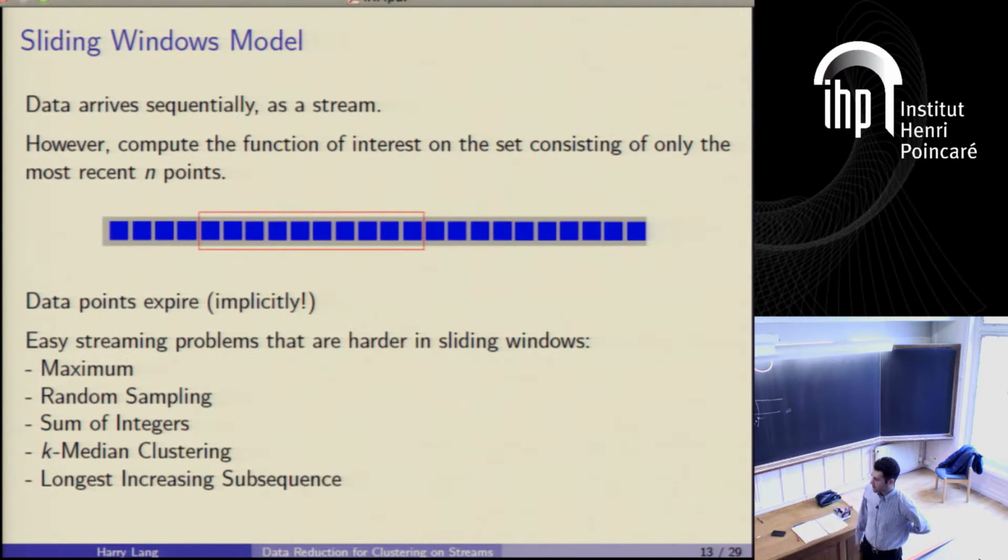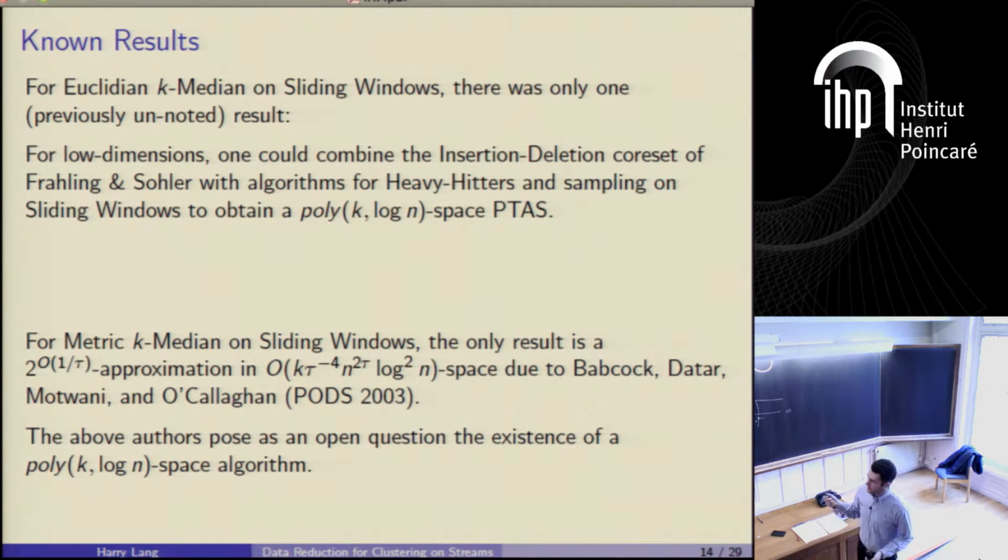So this is strictly harder than the insertion-only model, at least when your window size can change. For this model, for known results, there was nothing noted for Euclidean, but actually there's this insertion-deletion core set. If you use a heavy hitters algorithm, you should get some poly k-log space core set. And for metric, the only result is a polynomial space, kind of arbitrarily low polynomial space, but still polynomial, constant approximation. And these authors, this is from 2003, posed this open problem: can you get a polylog space?